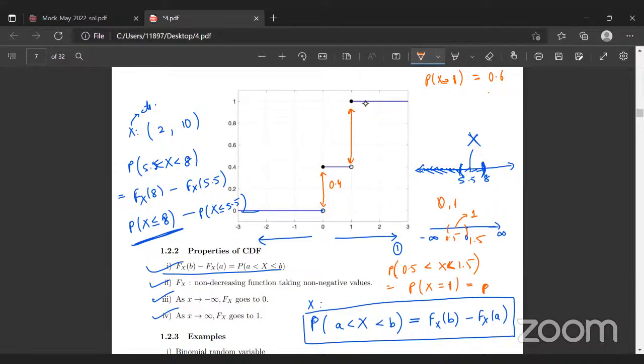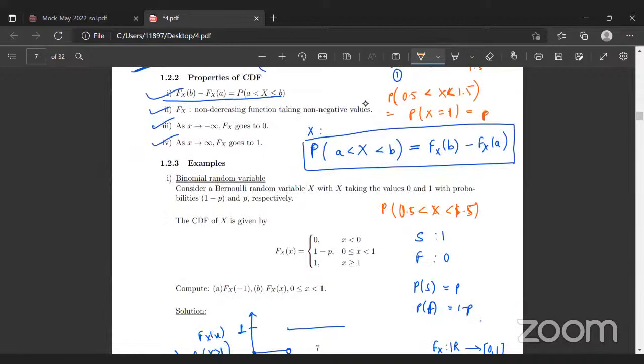Ma'am, you don't have a jump at both 0.5 and 1.5. Sorry? You don't have any jump at 0.5 and at 1.5. No, we don't have. So how do you say that the probability is 1 then? So probability that x lies between 0.5 to 1.5, okay, we have some example also. Let's go over there.